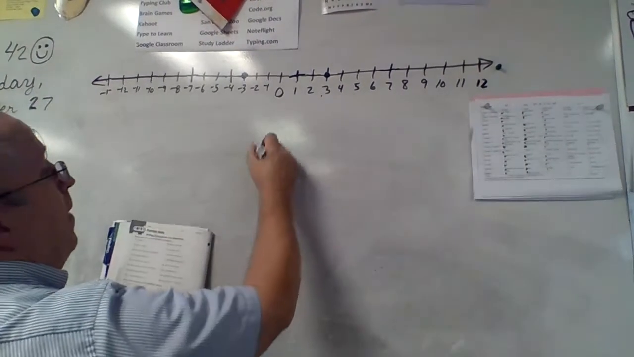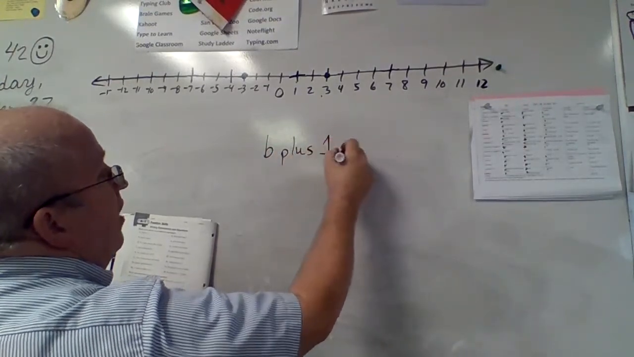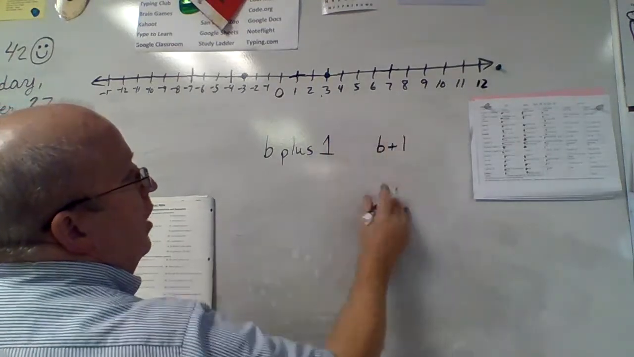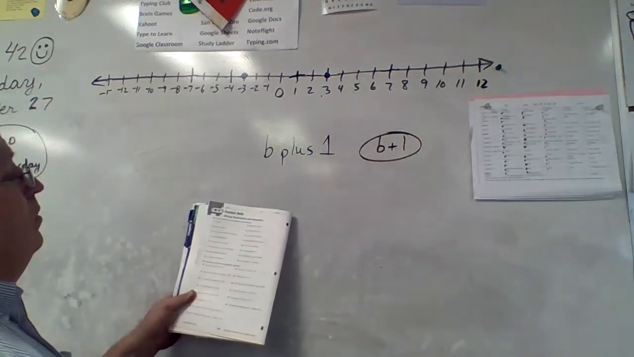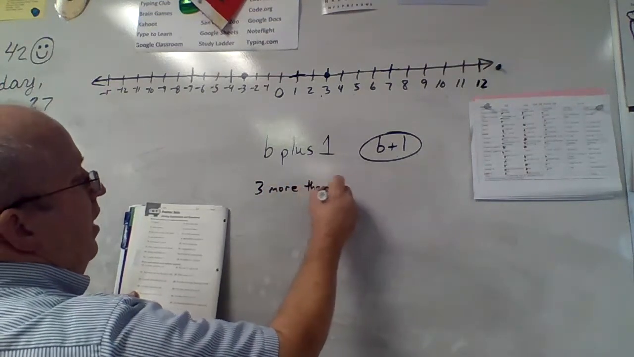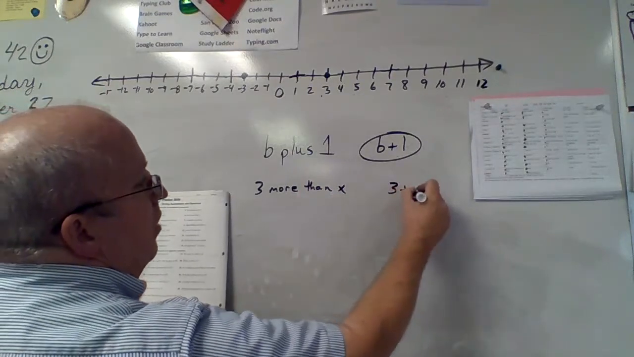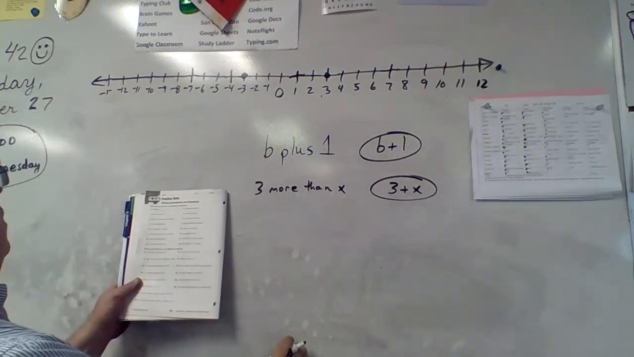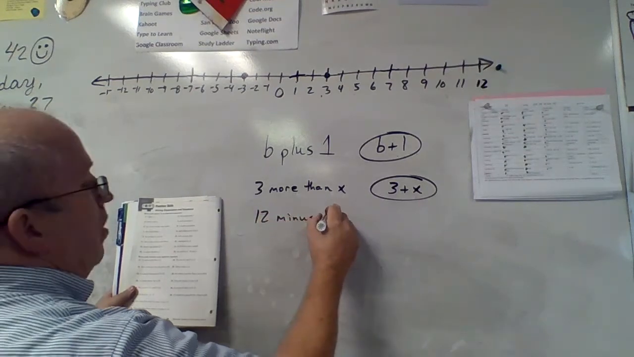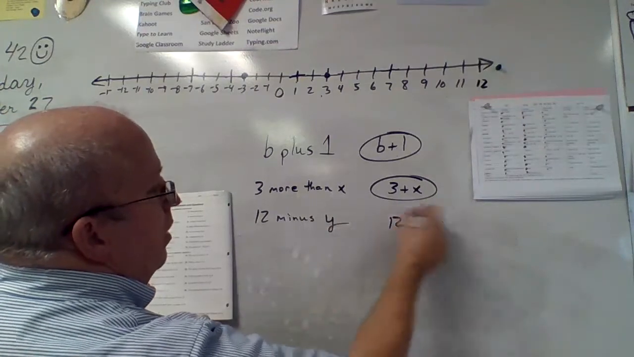What if I wrote b plus 1? How would you write that as an expression? I would write it like this, b plus 1. Done. There's my answer. How about 3 more than x? How would I write that? How about 3 plus x? Done. How about 12 minus y? How would you write that? I'd write 12 minus y. Done.